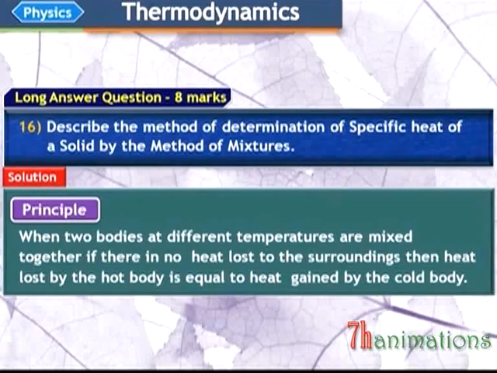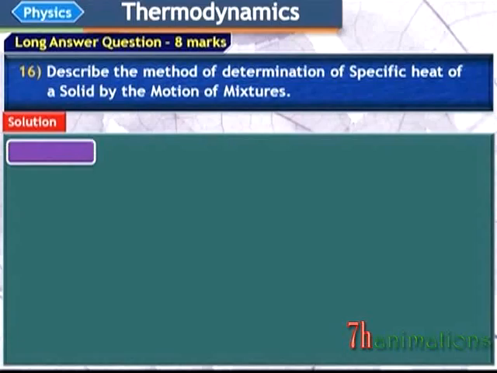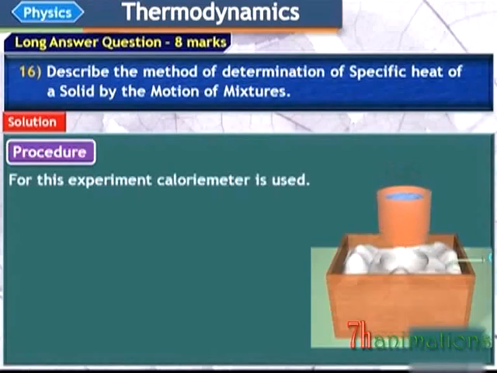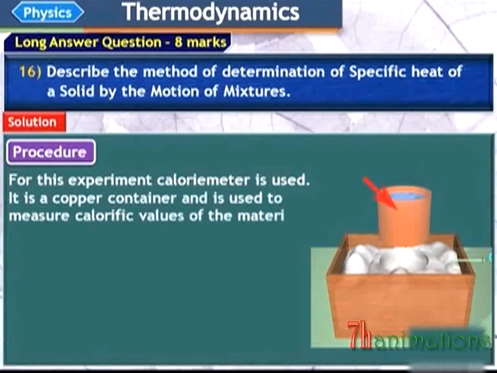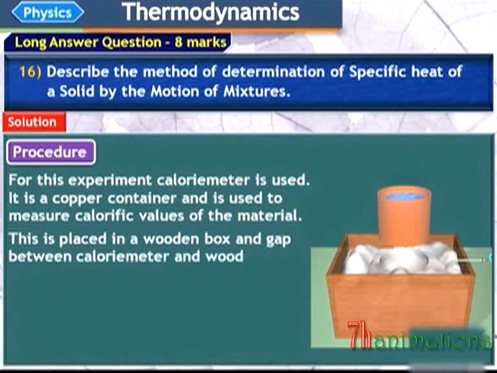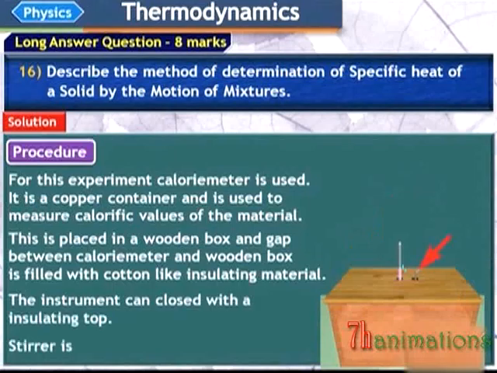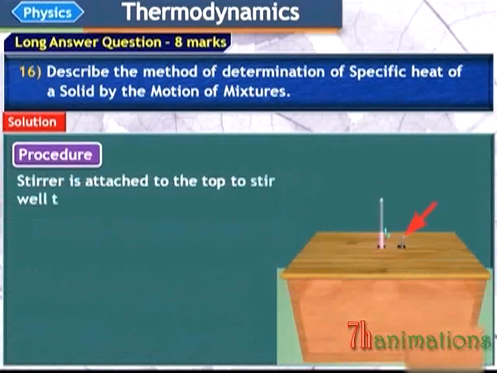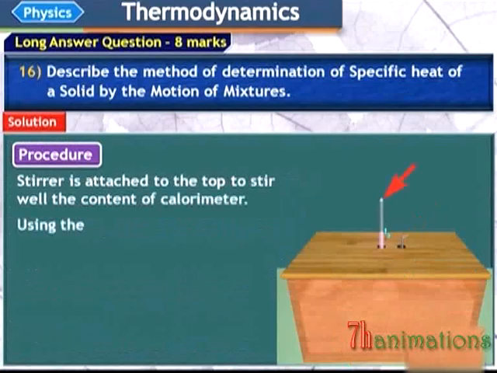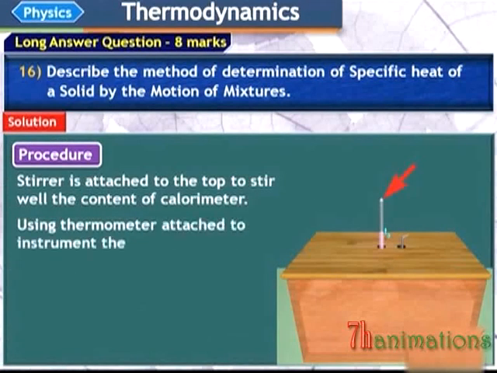For this experiment, calorimeter is used. We take the procedure of this experiment. Calorimeter is a copper container and is used to measure calorific value of the material. This is placed in a wooden box, and the gap between calorimeter and wooden box is filled with cotton-like insulating material. The instrument is closed with an insulating top. Stirrer is attached to the top to stir well the content of the calorimeter, and using the thermometer attached to the instrument, the temperature can be measured. This is the description of the experimental arrangement.